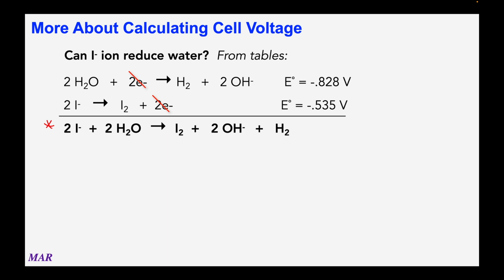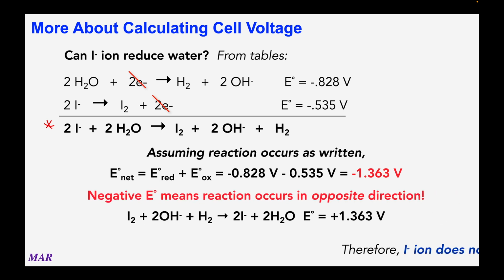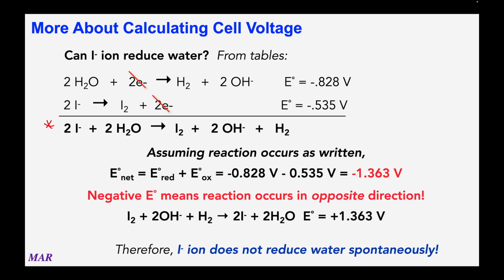So that's the question. Is this reaction with iodide and water going to occur? Well, if you add the E cell values together, you can see, no, you're not going to get a positive E cell. This comes out to be negative 1.363 volts. And remember, positive voltages are the ones that are going to occur. So a negative voltage will not occur by itself. Negative cell potentials don't occur by themselves.